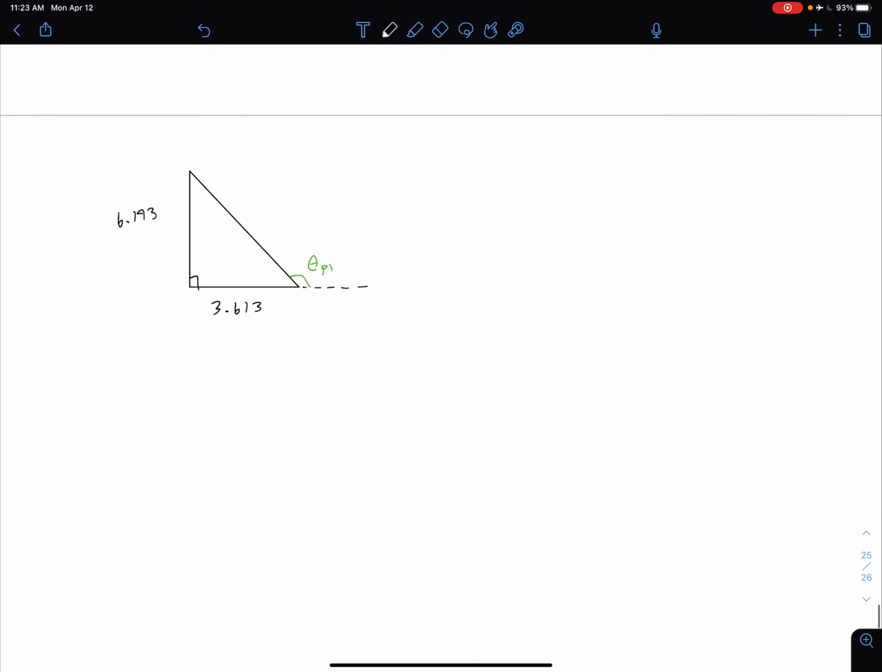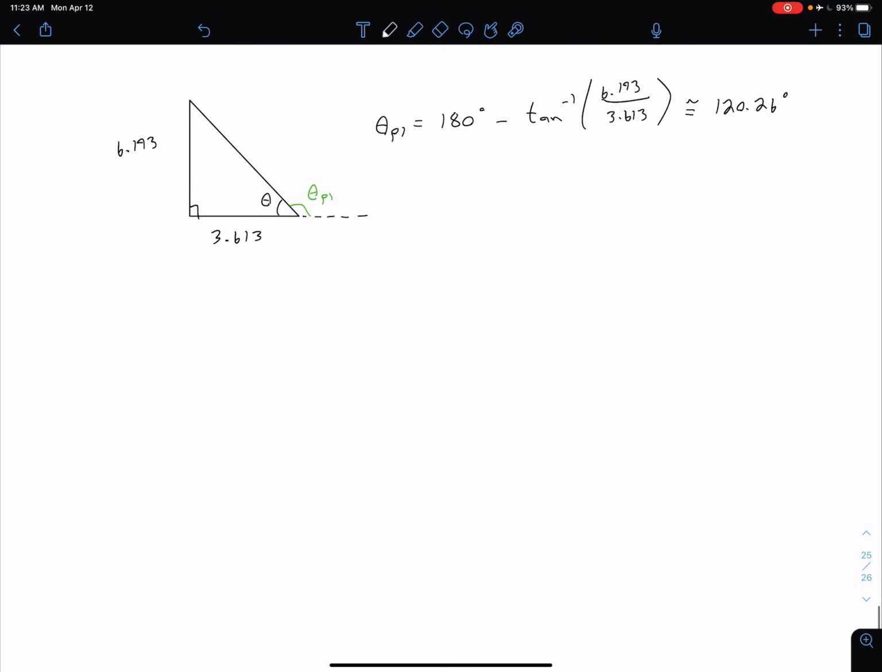And so using trig, we can say that our theta P1 angle is going to be 180 degrees minus, so we're subtracting this theta from 180 to get our theta P1. And so that angle theta is the inverse tangent of the opposite over adjacent, so that's going to be 6.193 divided by 3.613. And we plug that in, and you should get approximately 120.26 degrees.